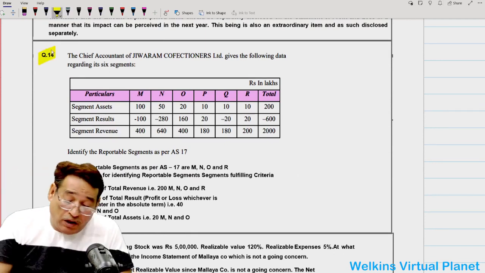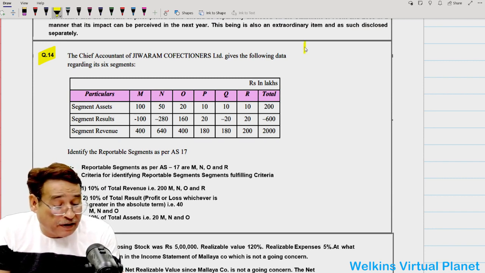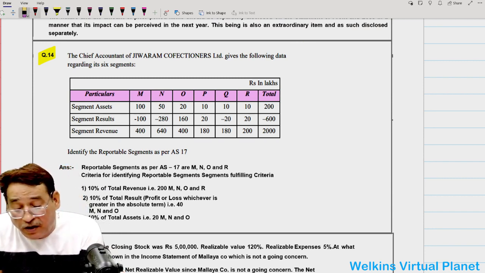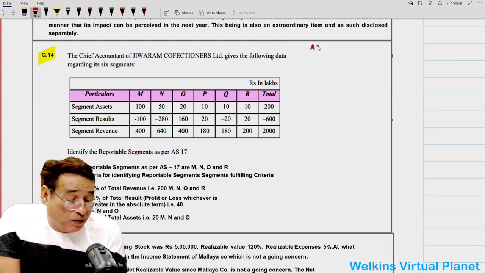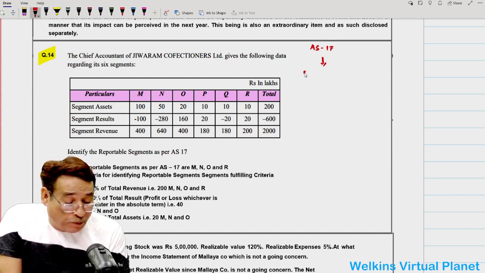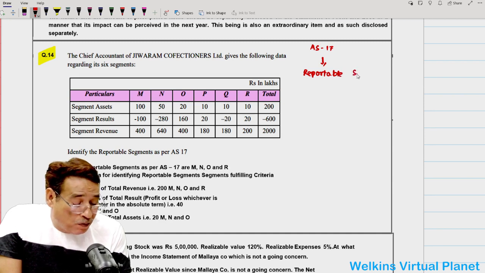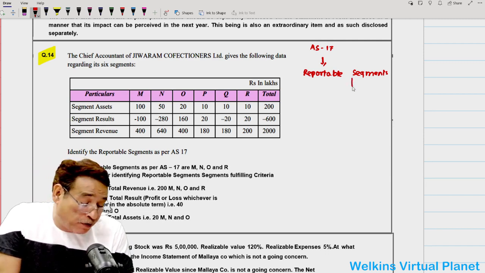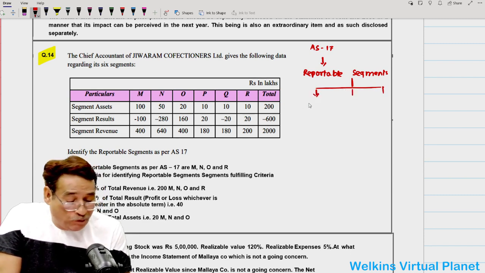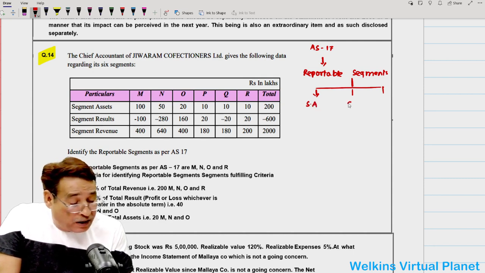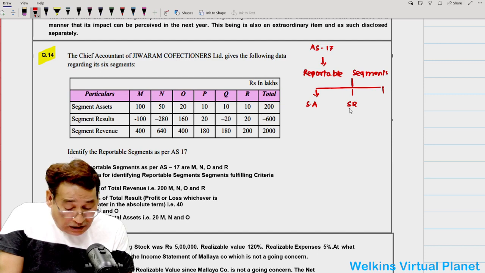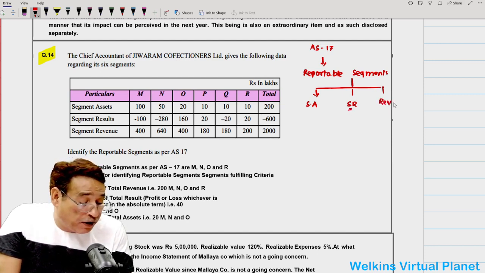Now we come across a question related to AS 17. AS 17 basically deals with finding out reportable segments. We have to find out in this case which are the reportable segments. Any segment will be treated as a reportable segment if it satisfies any of these criteria: one is the segment asset criteria, second is the segment result criteria, and of course the third one is the revenue criteria.